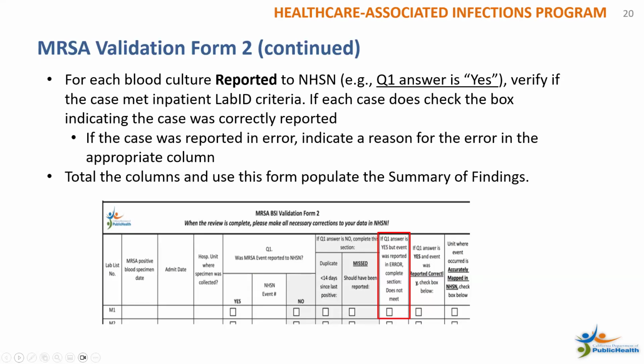And then for each MRSA positive blood culture that was reported into NHSN as a lab ID, verify that the case met inpatient lab ID criteria, which is again just a double check of what you've already reported, and then determine if the case was reported correctly or if it was reported in error. And then you will keep this information and have it available for a summary of findings. Next slide, please.